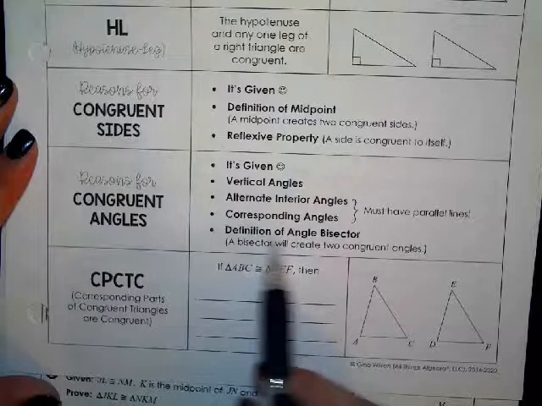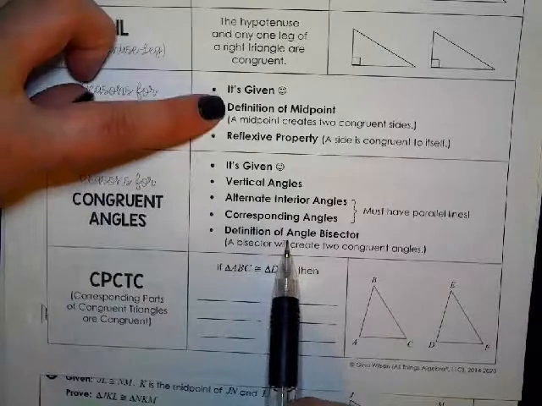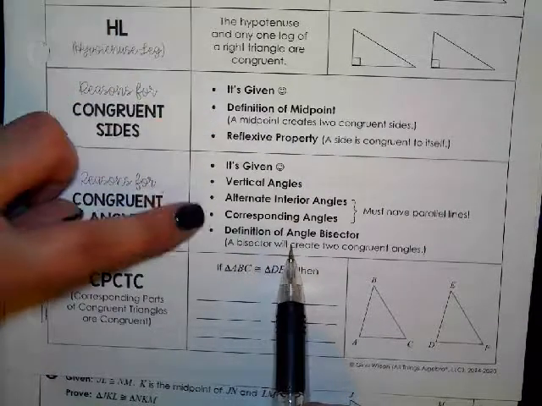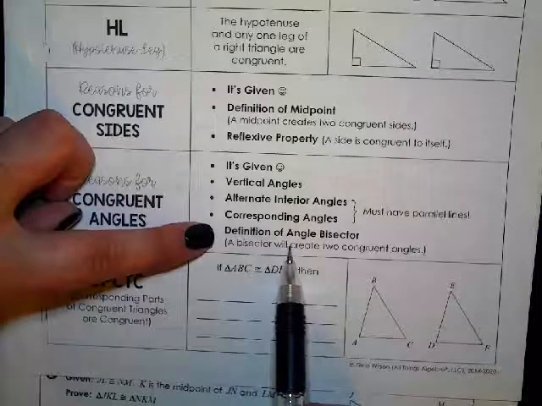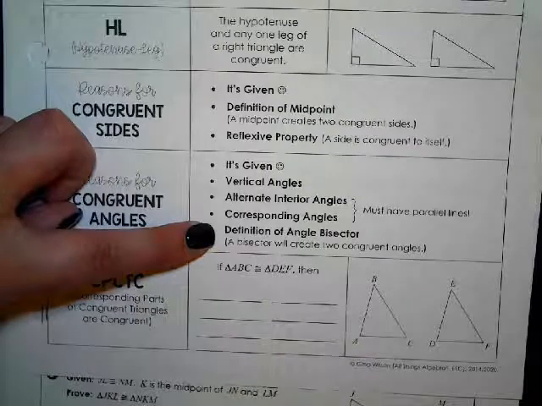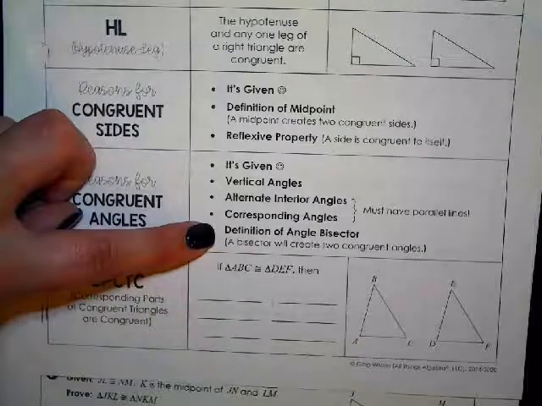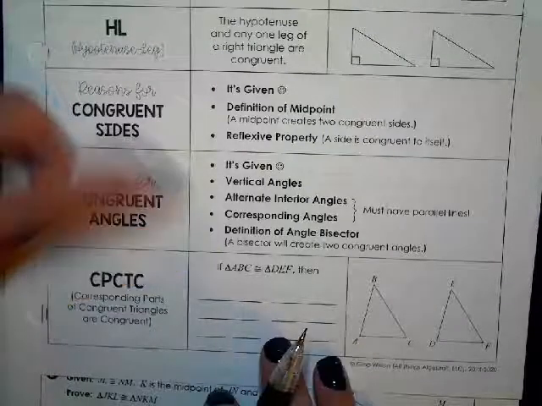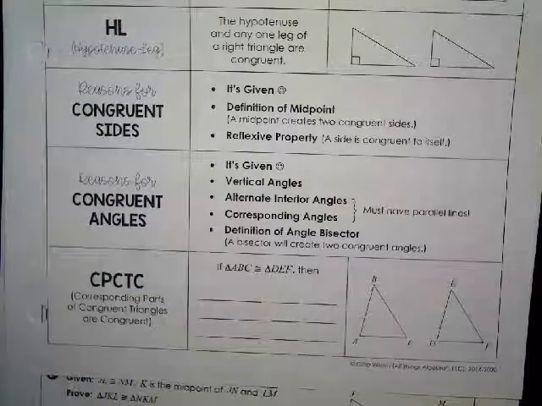Definition of angle bisector, this is the same idea as a midpoint. If they tell you that an angle has been cut in half, then the two halves have to be equal to each other, because that's what it means when you cut something in half, that those halves are equal. All right, any questions? We good?